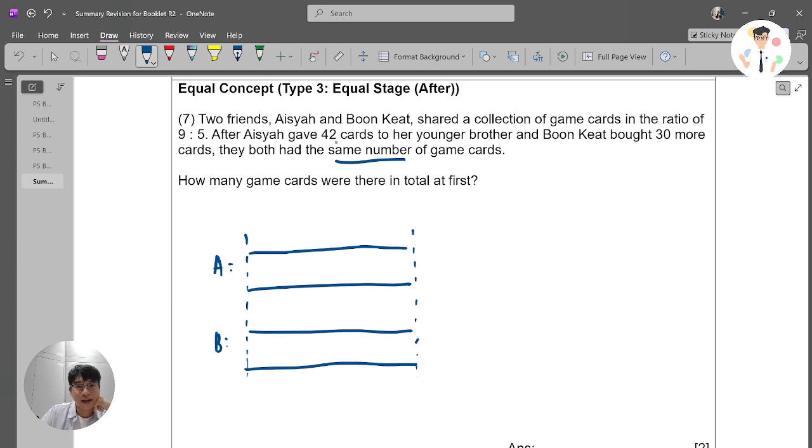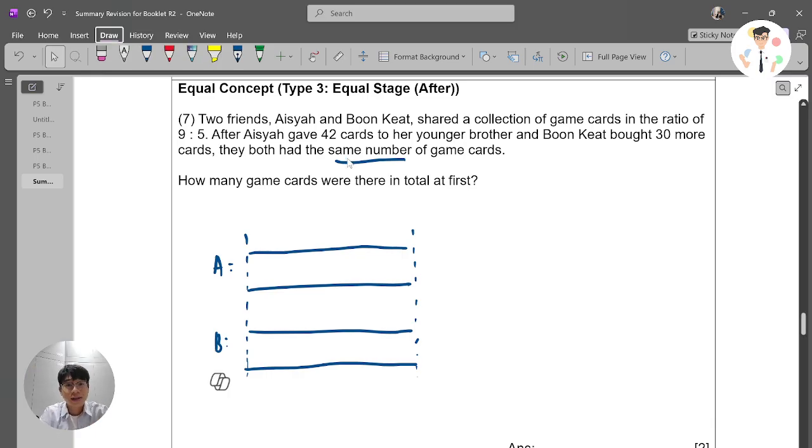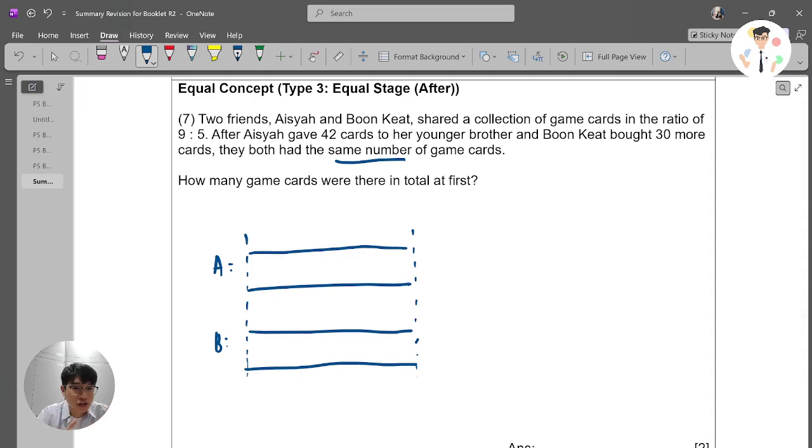After Aisha gave away 42, then they have the same number. So it means that Aisha, after giving away 42, then they have the same number. This basically tells you that Aisha at the beginning actually had more. That's why after giving away 42, it will be the same, right? So it means that Aisha at first actually had an extra 42. Correct. I have extra 42, I give away. That's why I'm left with this.